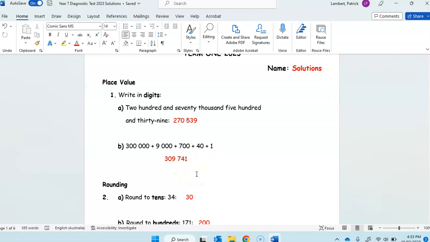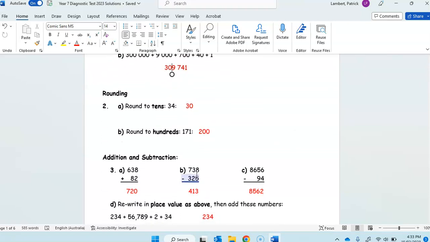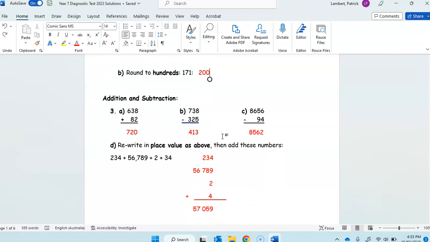309,741. Here we go. Now, when we're rounding to the nearest 10, this is under 35 here, so this is going to be rounded to 30. And to the nearest 100, this one is greater than 50, so therefore greater than 150, so this goes to 200. Most people got these addition and subtraction sums pretty right.